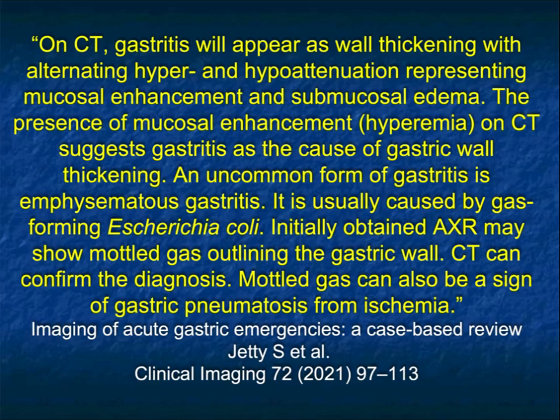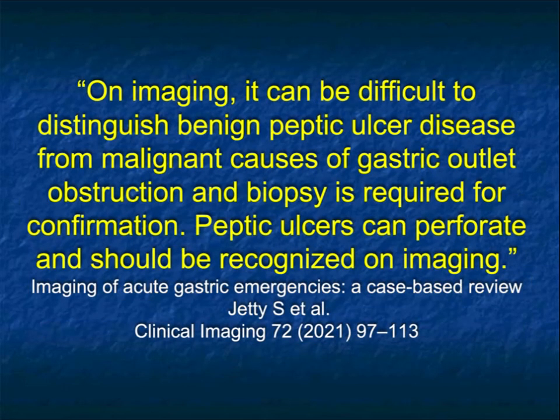We can see uncommon forms of gastritis like emphysematous gastritis, which are usually caused by E. coli. I'll show you a few cases at the end. Emphysematous gastritis is very uncommon. Gastric pneumatosis can occur in things like G-tube placement, so it's not always going to represent ischemia, but it becomes a very important diagnosis, and I'll show you some examples.